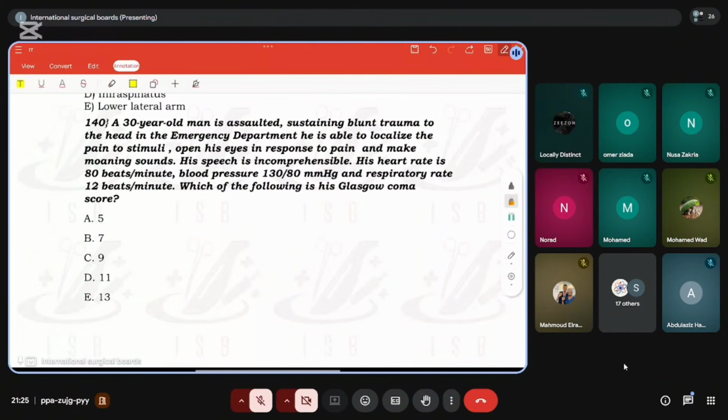So first they tell you moaning sounds. Okay, we know that there are only sounds, they score as 2. Then they tell us a different story. His speech is incomprehensible. Meaning what? What's the meaning of that?